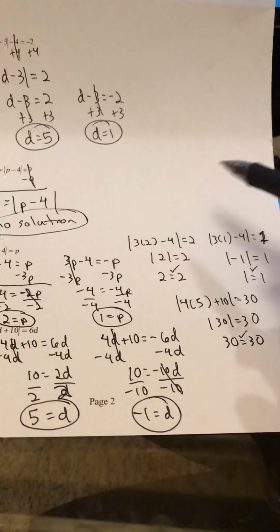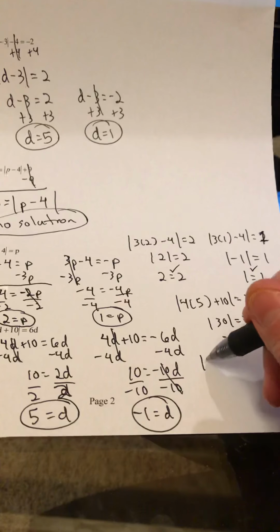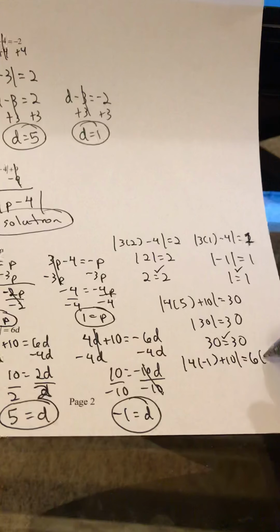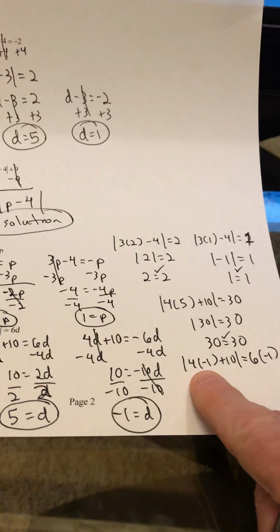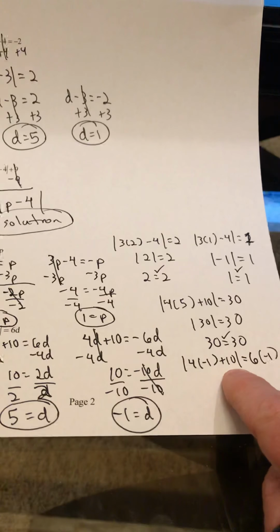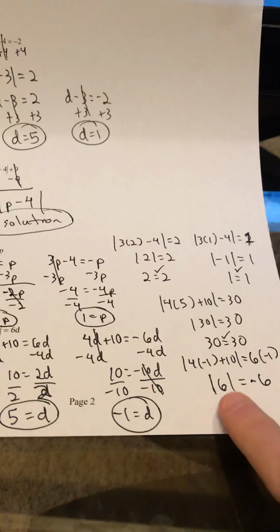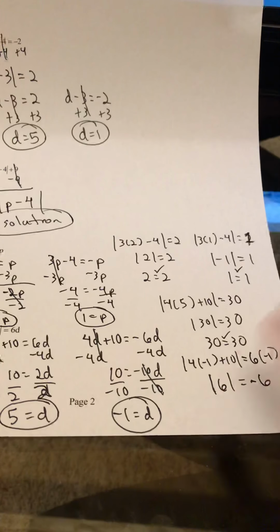Now, when I plug in the negative 1, four times negative 1 is negative 4, plus 10 is positive 6. 6 times negative 1 is negative 6. Here's a good example. Absolute value leaves this 6 positive. We now have 6 equals negative 6. Well, that obviously is not a correct statement.